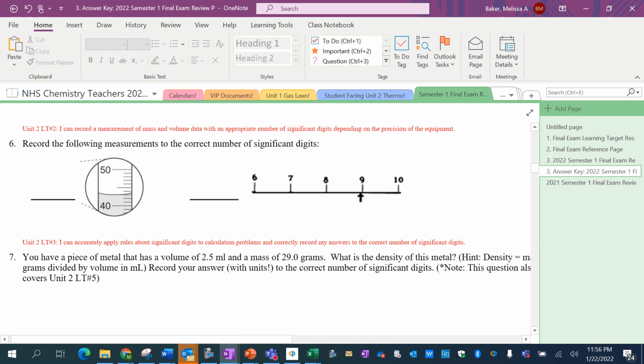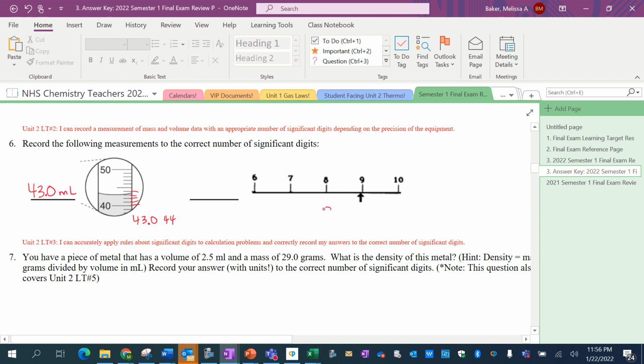All right, recording the measurements. So this instrument goes 40, 41, 42, 43, 44. It goes by the ones place, and it's between 43 and 44, but we estimate out one more, and this looks like it's right on the 43, so I would do 43.0.